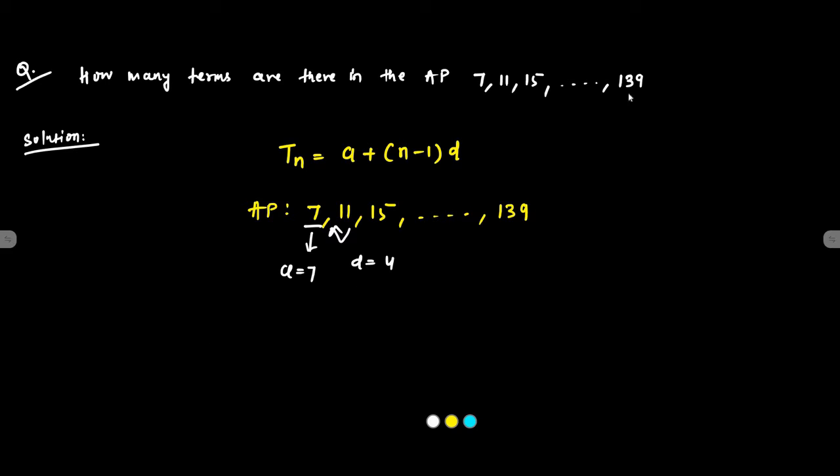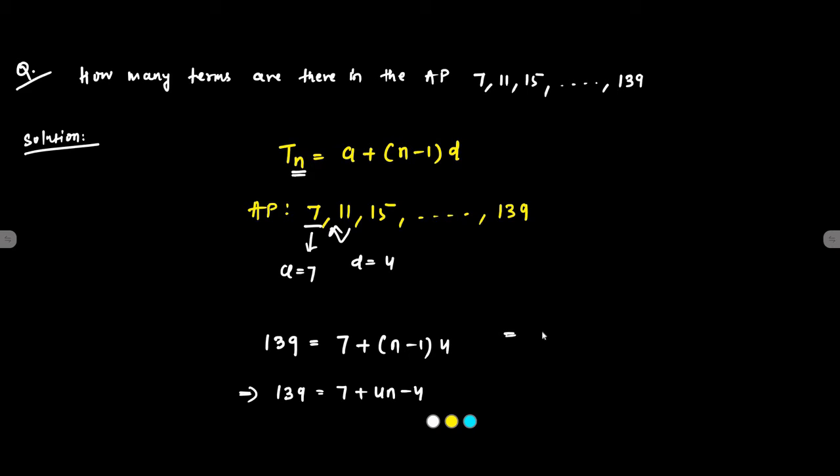The last term is 139, which is the nth term, because we have to find out how many total terms are there. So if we substitute Tn with 139 and find the value of n, that n will be the required number of terms present in the given AP. So we substitute Tn with 139, then a, that is 7, plus n minus 1 into 4. That implies 139 is equal to 7 plus 4n minus 4.